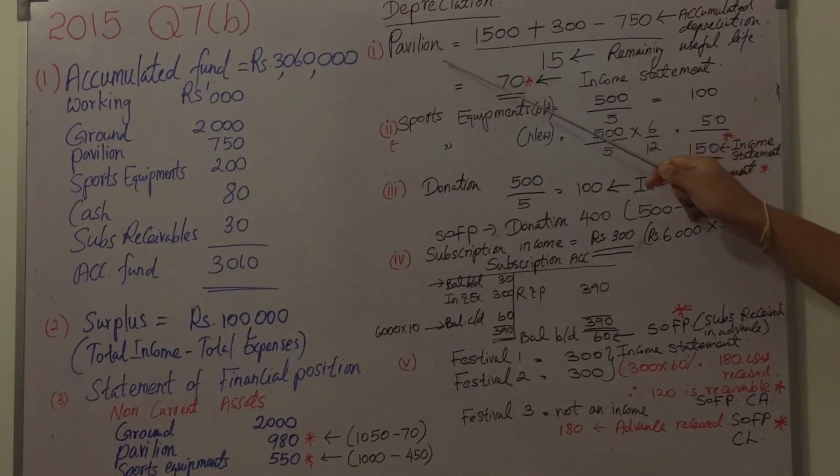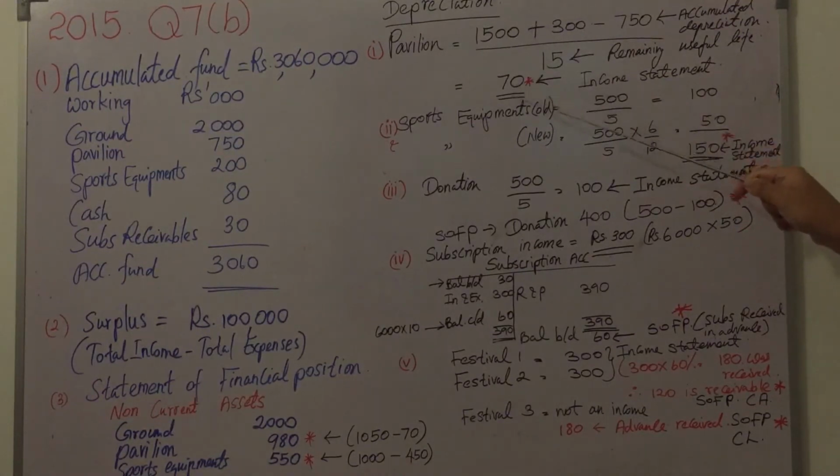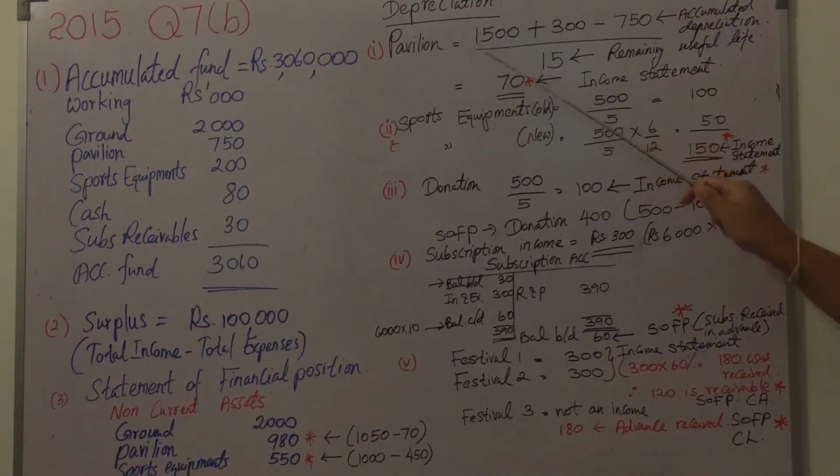So depreciation of pavilion is 70. How did we get this 70? By adding the renovation cost to the original cost and deducting the accumulated depreciation. Why are we deducting accumulated depreciation? Because of this expense, the remaining useful life increased to 15. So the pavilion depreciation is 70. Depreciation is an expense, and now you know where to include this 70. This goes to the income statement as an expense.